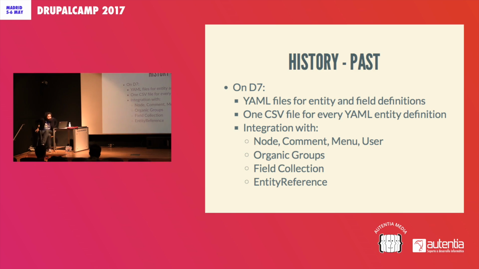If you remember Migrate in Drupal 7, it was a class where you define all the configuration of your migration, and to configure that, we use a YAML file. We started using YAML files in Drupal 7, which was weird at the time. And then each YAML file had its CSV file, and the CSV file had the content. But in the YAML file, you had to do all the mappings, and it was a bit of a difficulty to implement.